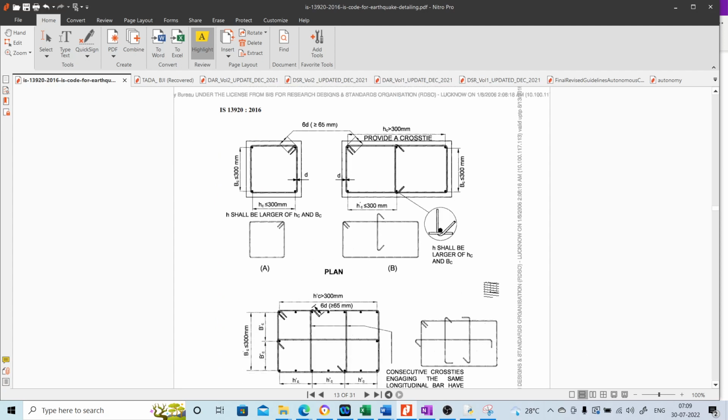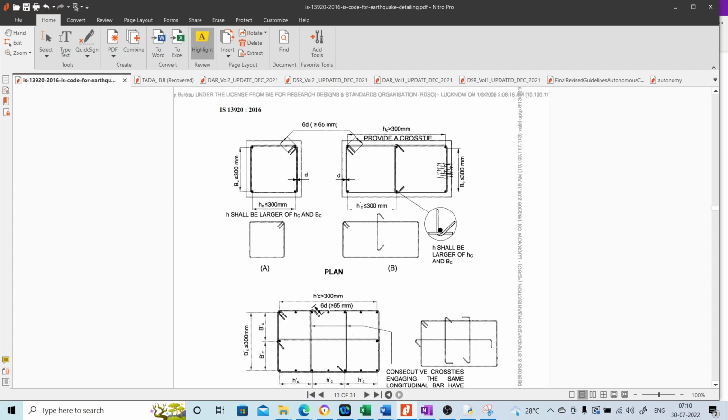For example, if you see this figure, this dimension, that is the dimension between the two legs of a stirrup, should not be more than 300 mm. Okay, this h is measured ideally between the center to center of the longitudinal bars. That is how we measure this h. So this should never exceed 300 mm. That is one criterion. This is a crucial criterion with regard to the designing of confining reinforcement for columns.